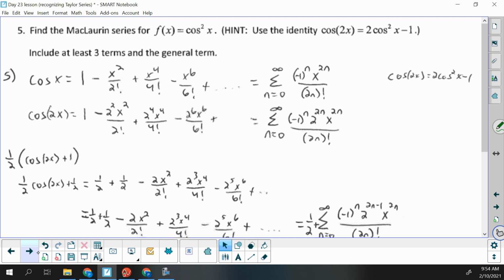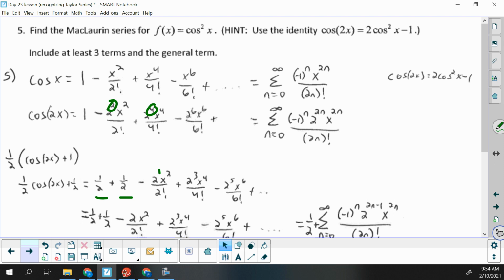And then getting cos squared x by itself, you're going to have to add 1 and then multiply by a half. So adding 1 and then multiplying by a half is now going to give us 2 halves out front. And then all our exponents of 2 have been dropped down. Now it's 2 to the first, 2 to the third, and so on.